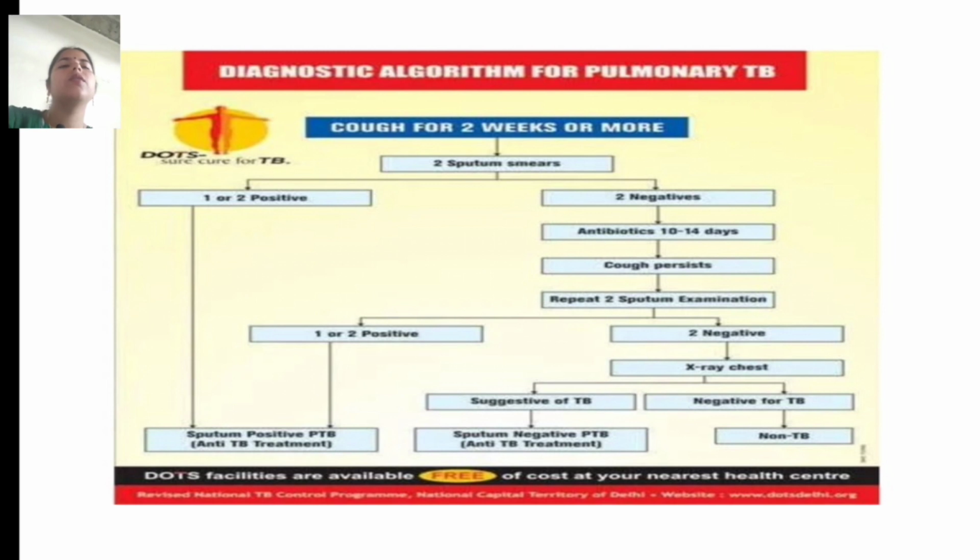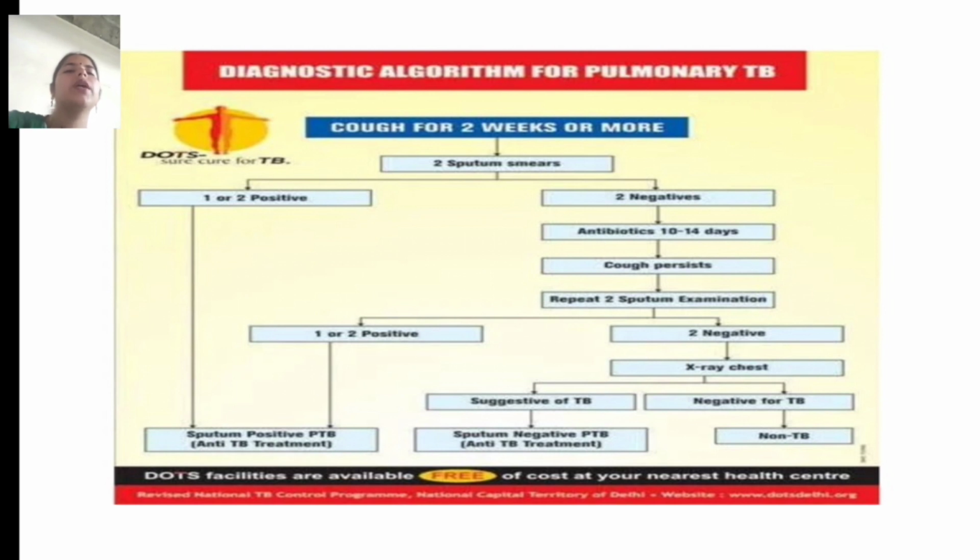Diagnostic algorithm for pulmonary TB: cough for 2 weeks or more. Two sputum smears: one or two positive, or two negative. In this case, if one or two are positive, they are sputum positive and anti-TB treatment will be started. In case of two negative, give antibiotics for 10 to 14 days. If the cough persists, repeat two sputum examinations, and there are again one or two positive or two negative.